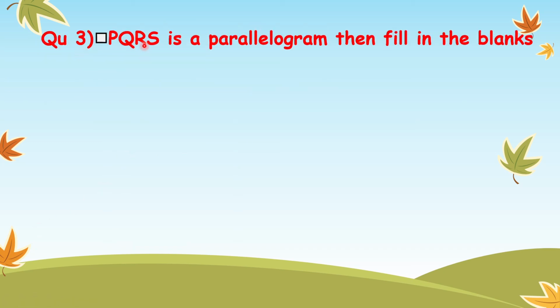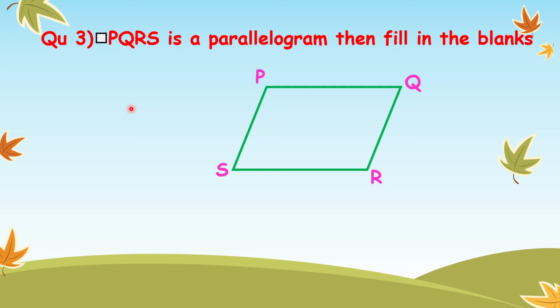Question number 3. Quadrilateral PQRS is a parallelogram. Then fill in the blanks. This is the quadrilateral PQRS given. The quadrilateral which has its opposite sides parallel to each other is called a parallelogram. So the opposite side of PQ is SR. So the side PQ is parallel to side SR.